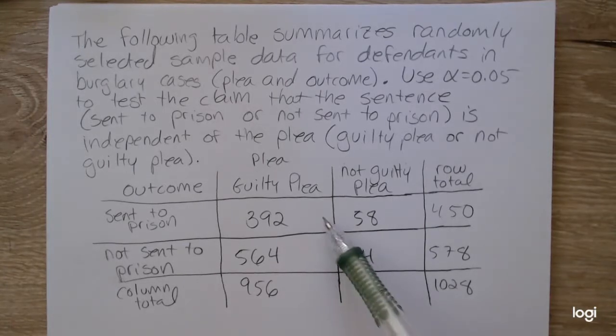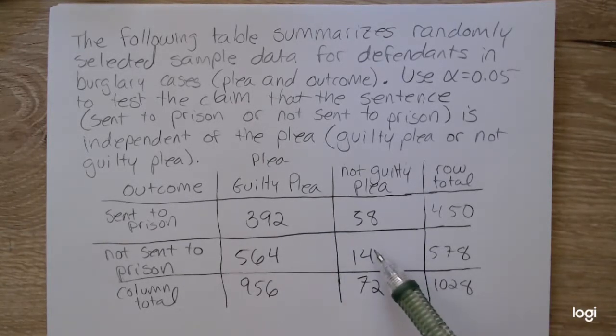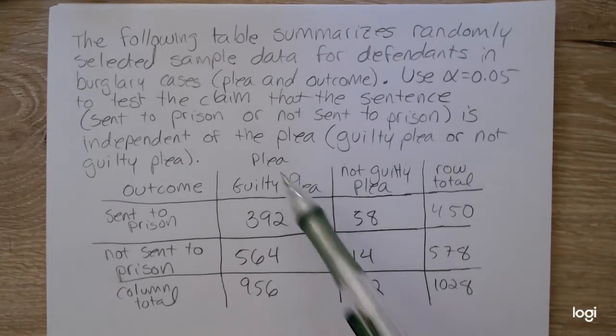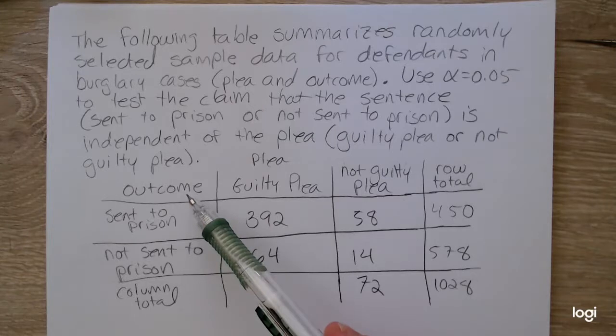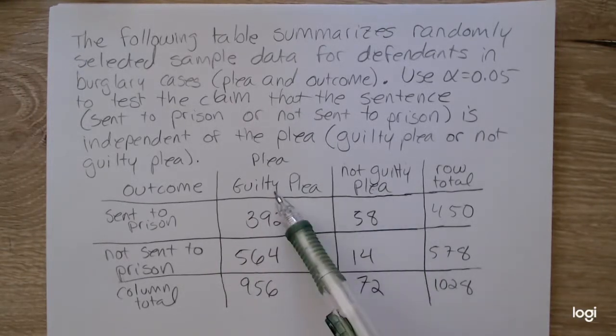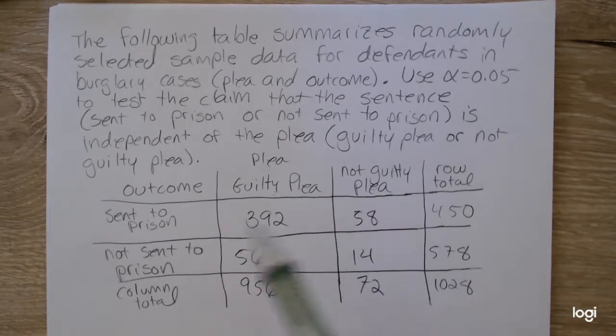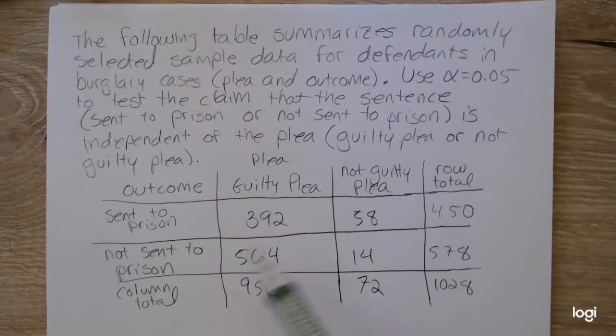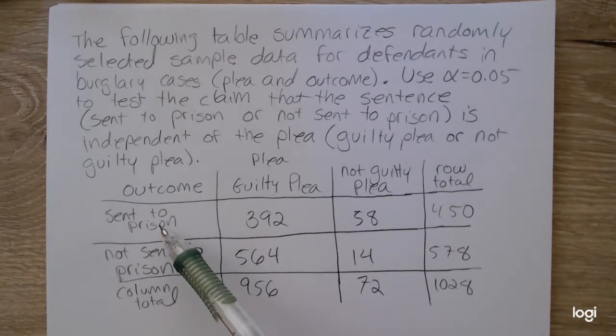So I have a two-way contingency table with two categorical variables. One variable is the plea and one variable is the outcome. And I've got two potential pleas here, guilty or not guilty, and two outcomes, sent to prison or not sent to prison. And in the body of the table are the counts for each cell. In other words, there were 392 guilty pleas that were also sent to prison.